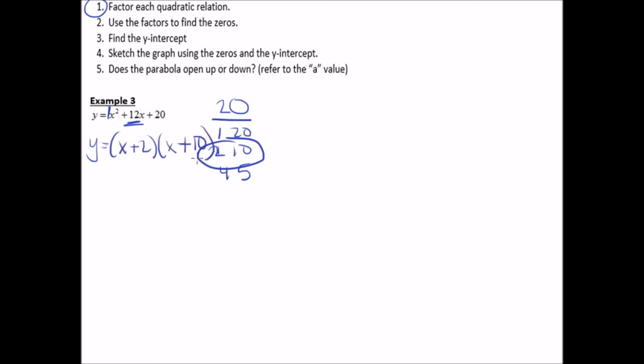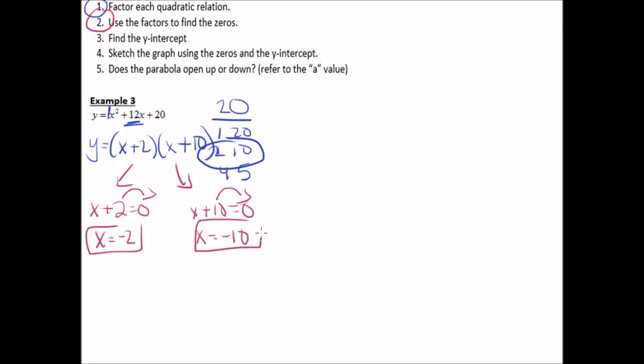Okay, and now let's use those. Let's set both of those equal to 0, and we will get our zeros. x plus 10 equals 0. Bring over that 2, bring over that 10. x equals negative 2, and we have x equals negative 10. So when we actually sketch this, we're going to have negative 2, and we're going to have negative 10.